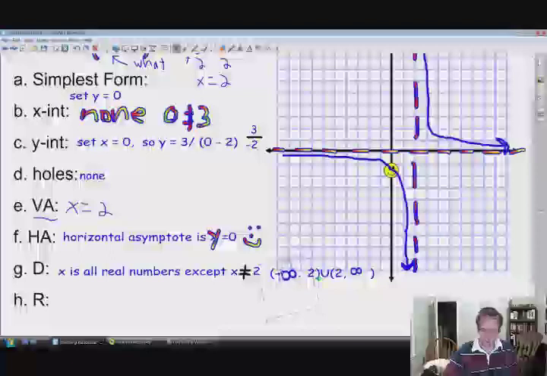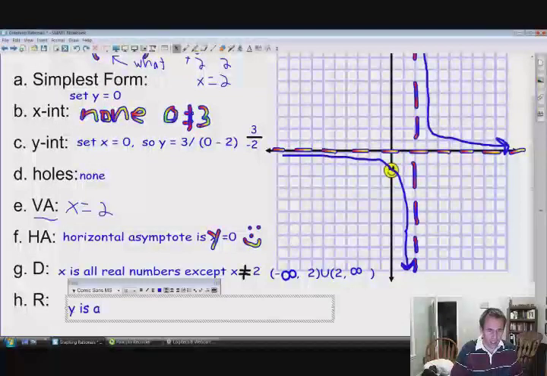And then the range will be y values. So y is all real numbers except for what?